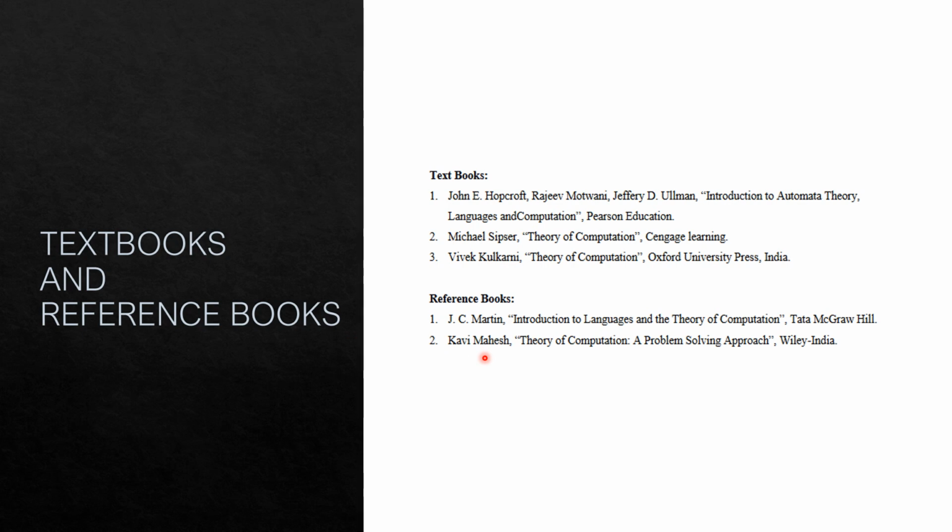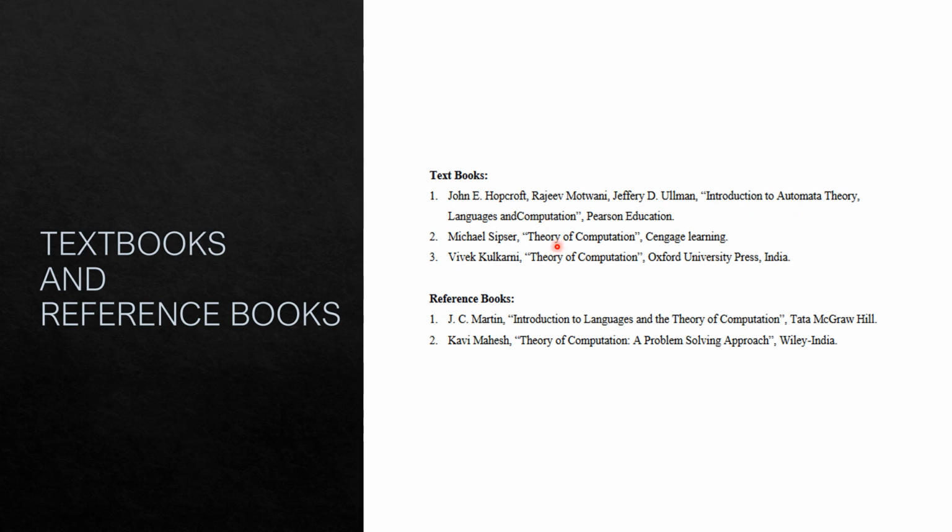So textbooks and reference books. One of the most important books that you can refer, which is also known as the Black Book of our course, is written by author Jeffrey D. Ullman, Introduction to Automata Theory, Languages and Computation.